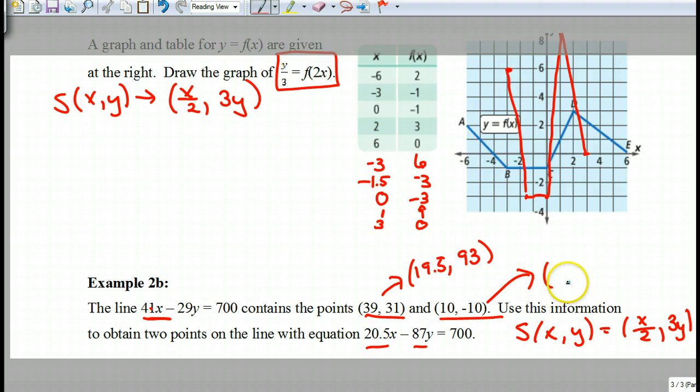I'm sorry, I'm really lost. Where are these numbers coming from? Okay, so we're using this translation because we found that the x went from 41 to 20.5. It was divided by 2, right? So that's what I got here. And then this one went from negative 29 to negative 87, so it multiplied by 3. So we're taking our x value, dividing it by 2. So 10 divided by 2 is 5. And negative 10 times 3 is negative 30.